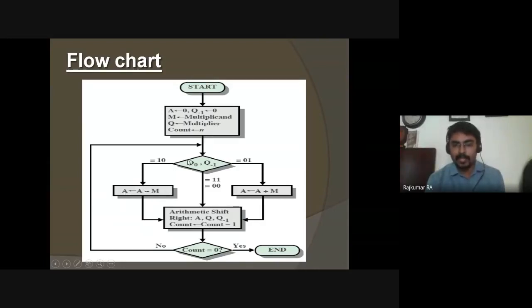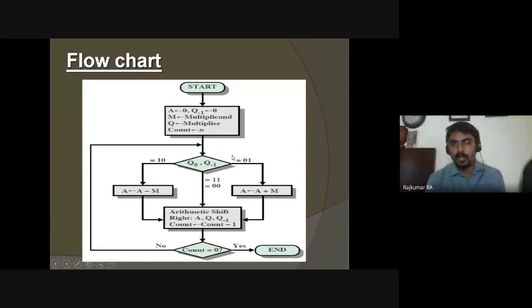Again, if you face the same thing, Q0, Q minus 1, then A won't be 0 again. The A will be the new value. From the new value, we have to subtract the multiplicand, then we have to store the second new value. Okay, so likewise it goes on.